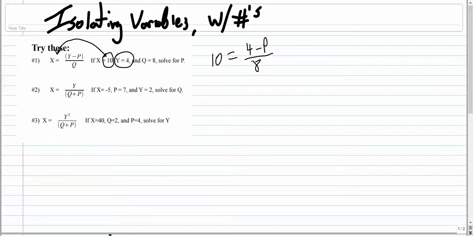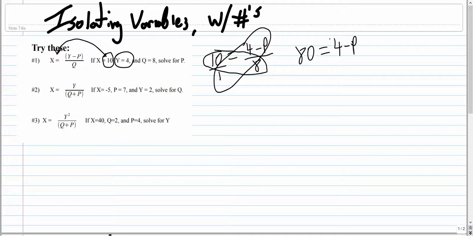So I could just multiply both sides by 8, but I'm pretty fond of telling the freshmen to do the cross-multiplying trick, so it's the same result. So 10 times 8 here is 80 equals 4 minus p times 1. That's just 4 minus p. How do you get rid of a positive 4? You subtract 4. Subtract 4 here. We get 76 equals, what do we have here? We've got negative p. We don't want negative p. We want positive p. So if I switch this sign, I switch that sign.